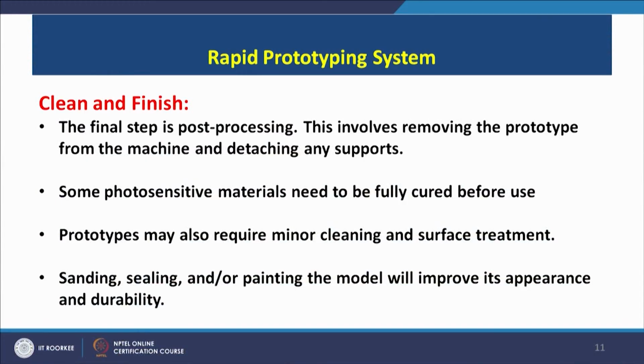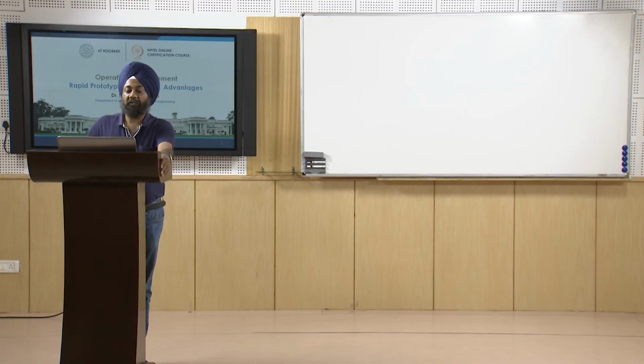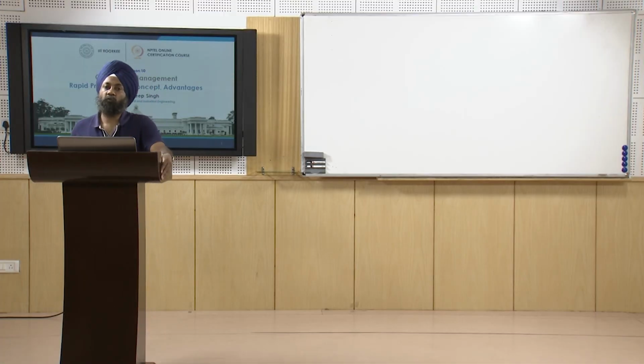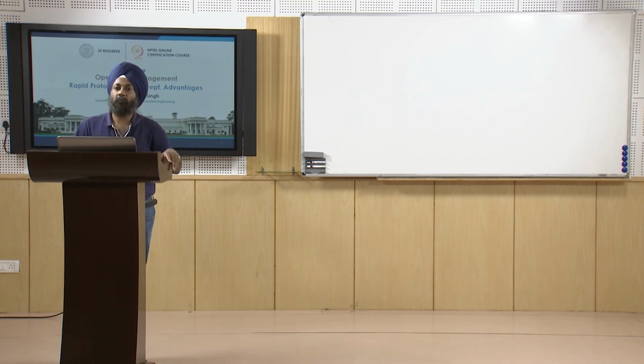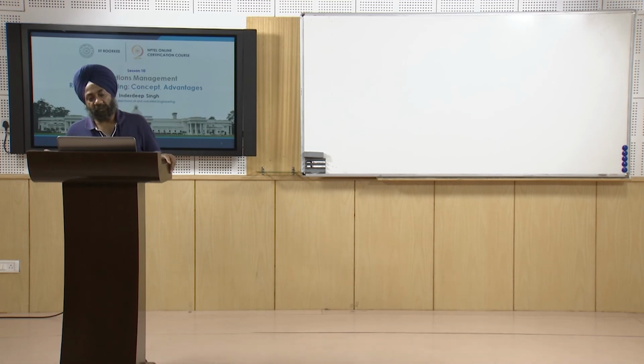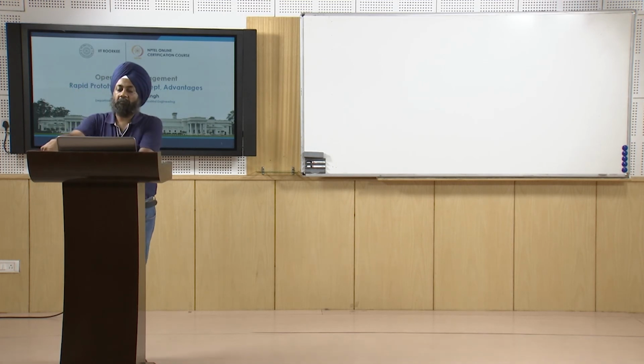Clean and finish. The final step is post-processing. This involves removing the prototype from the machine and detaching any supporting structures. Some photosensitive materials need to be fully cured before they are used. So, we have to use an additional heating mechanism or furnaces to fully cure these resins for making them fully functional prototypes. Prototypes may also require minor cleaning and surface treatment. Sanding, sealing and or painting the model will improve its appearance and durability.